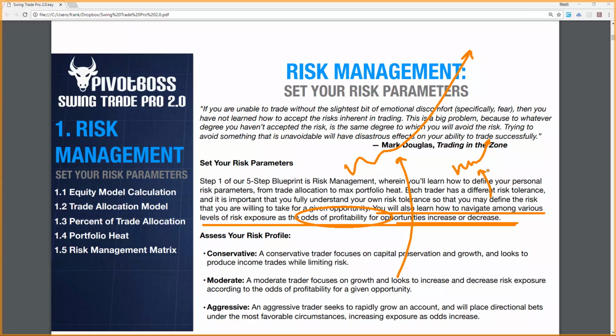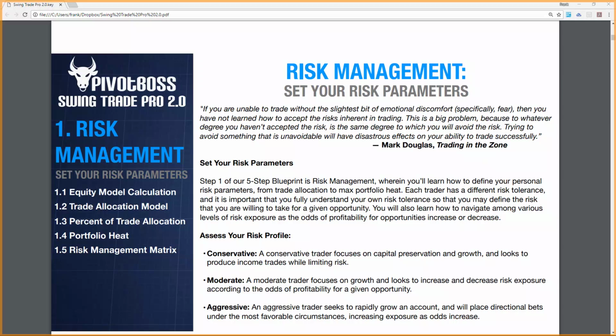So understanding the odds of profitability, great odds, should get a little bit more risk exposure. Poor odds should not get much risk exposure, if any at all. So again, it's up to you to work toward understanding the odds of profitability for given opportunities and then adjusting your level of risk exposure accordingly. So really quickly, assess your risk profile here. Conservative, moderate, aggressive.